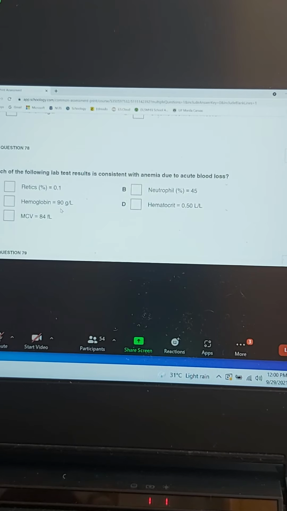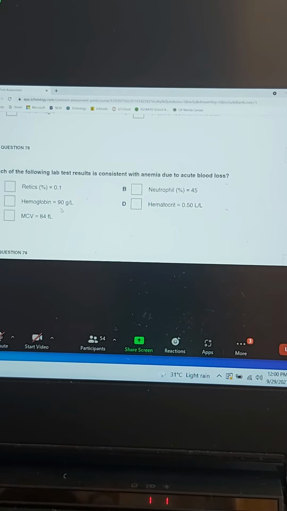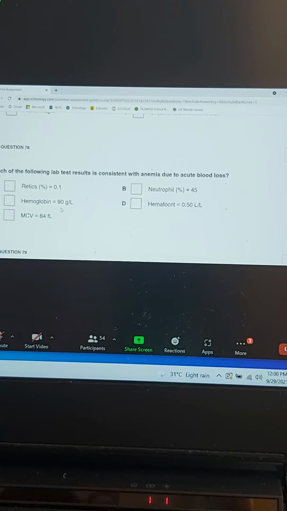Kasi nag-i-increase yung plasma para hindi ka magkaroon ng hypovolemic shock. So, madidilute yung red blood cell mass mo. So, pag nag-take ka ng hematocrit, dapat ang hematocrit mo ay mababa. Eh, kaso ito normal. So, hindi siya consistent. Okay? So, which leaves us with letter E.